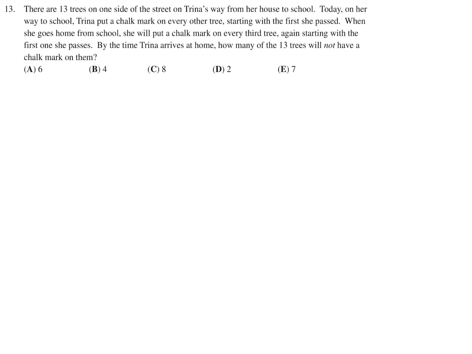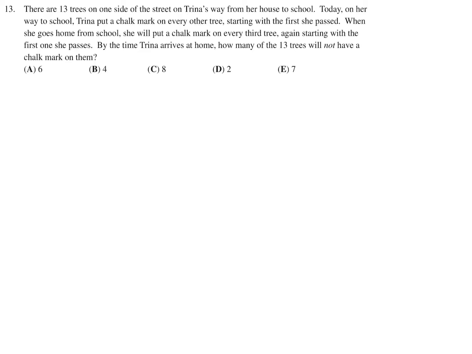There are 13 trees on one side of the street on Trina's way from her house to school. Today, on her way to school, Trina put a chalk mark on every other tree, starting with the first she passed. When she goes home from school, she will put a chalk mark on every third tree again, starting with the first one she passes. By the time Trina arrives home, how many of the 13 trees will not have a chalk mark on them?